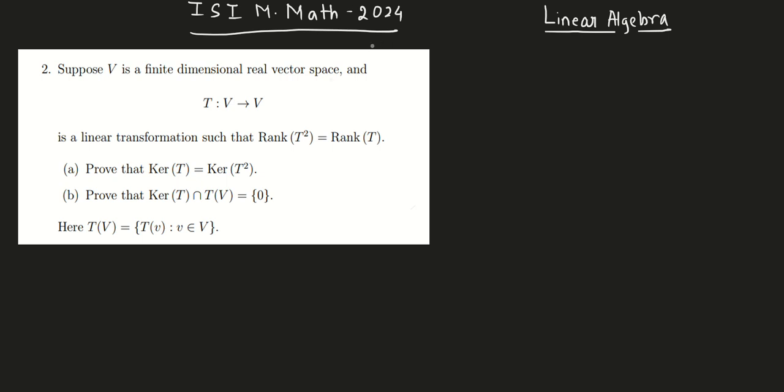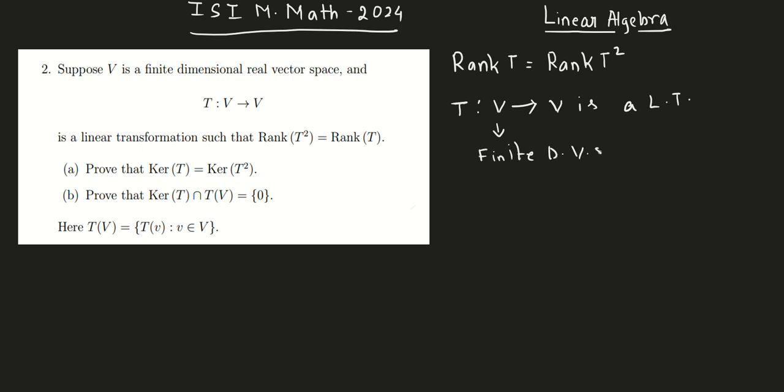Now let us start the solution. The thing which is given to us is rank of T equal to rank of T squared. First, let's talk about T squared. T is a linear transformation from V to V, where V is a finite dimensional vector space. You need to observe that. So, T squared is also a linear transformation from V to V, right?